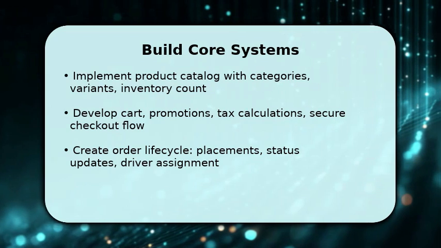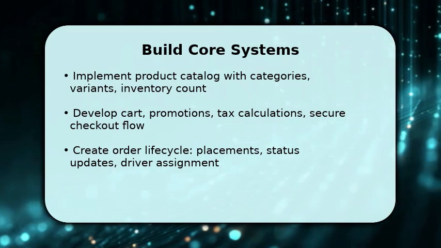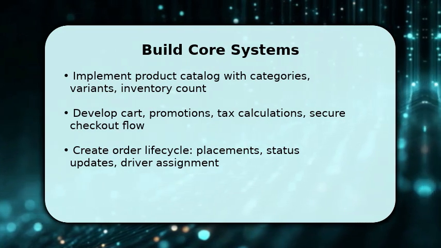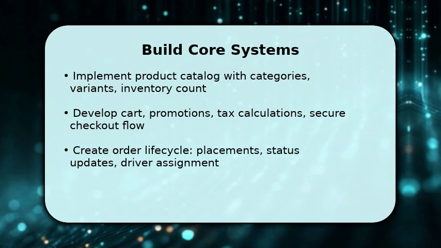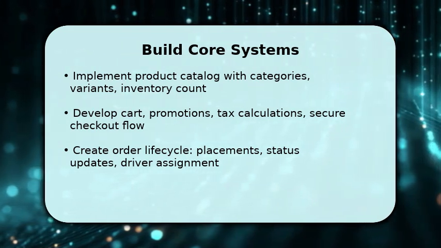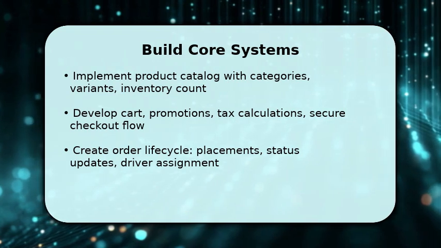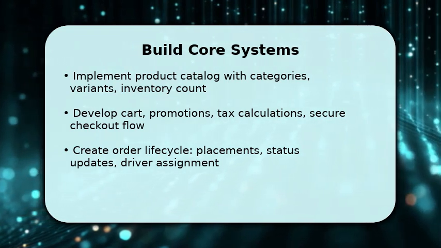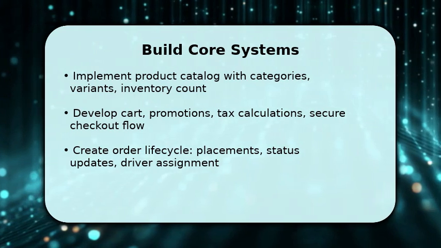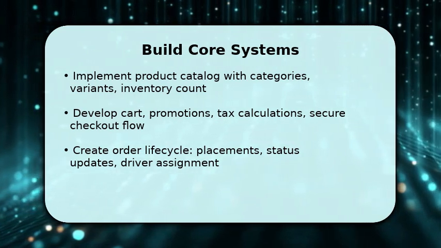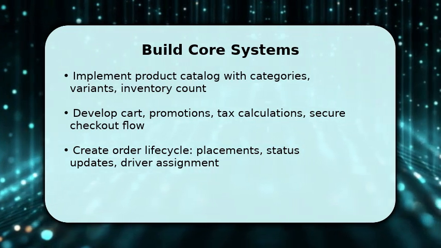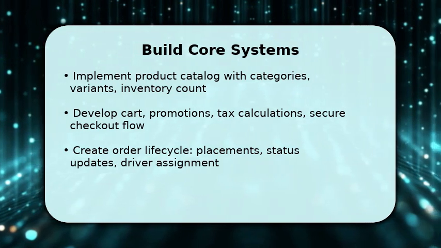You now build the app's engine. Implement a product catalog supporting categories, variants, and inventory counts so availability is accurate. Next, code the cart with promotions, tax logic, and a secure checkout flow, tokenize cards, and validate addresses. Once done, create the order lifecycle: receipt, payment capture, status updates, and driver assignment with EDA. Make APIs RESTful or GraphQL, add caching for product lists, and log events for analytics, so you can monitor conversion and optimize performance.